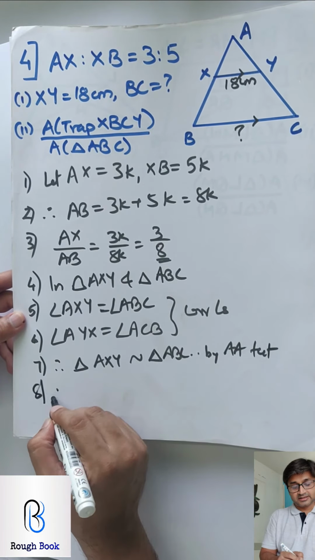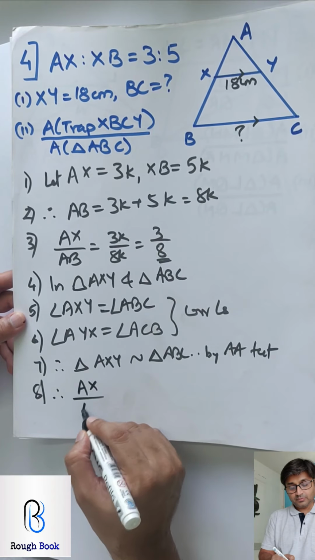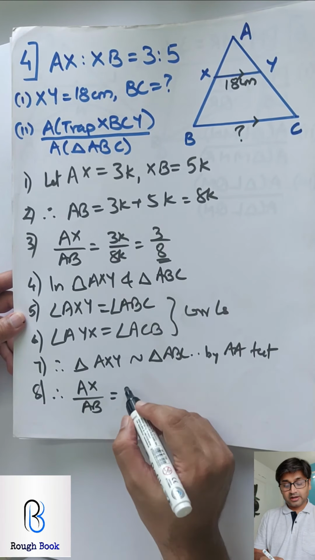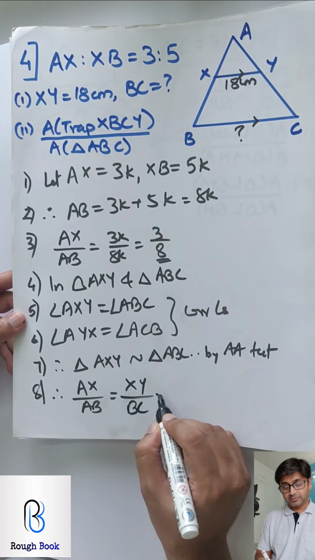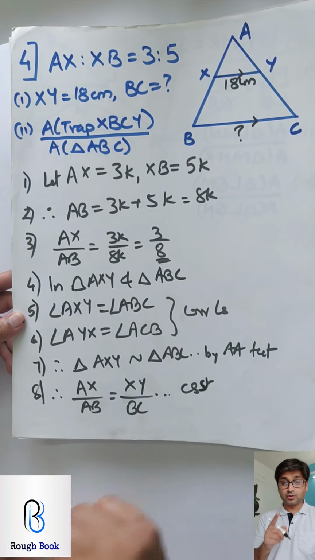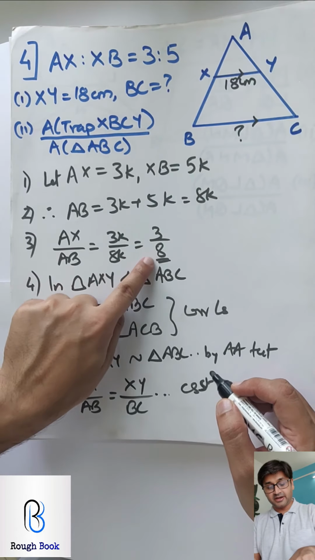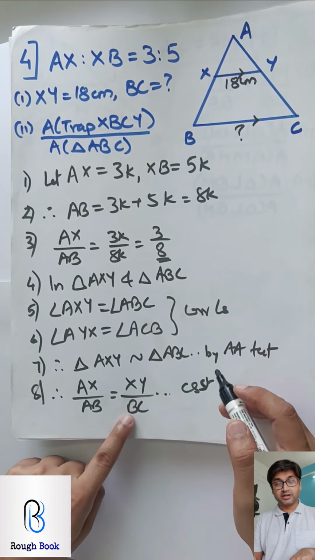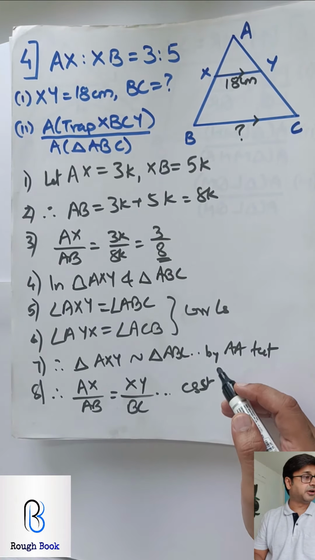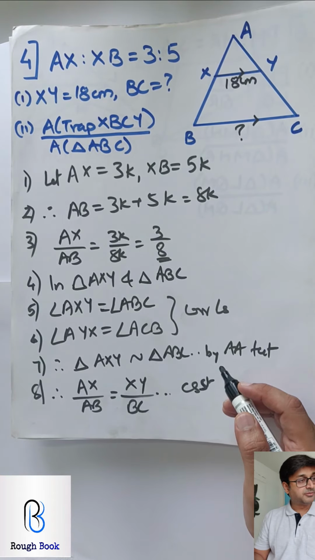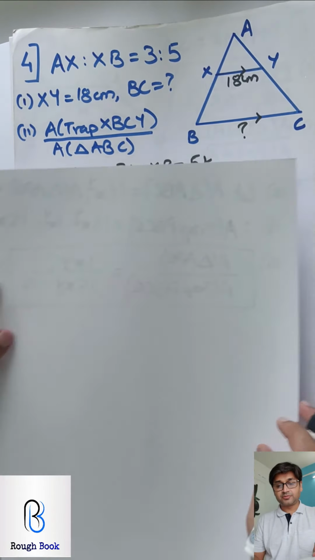Now that you got the triangles similar, AX upon AB, XY upon BC, CSST. Don't forget to mention the reason. Substitute AX by AB as 3 by 8, XY is 18, you can get BC. Come on, get BC from me, everyone. On your own, try it out and get me BC. So I'm continuing on a fresh page.